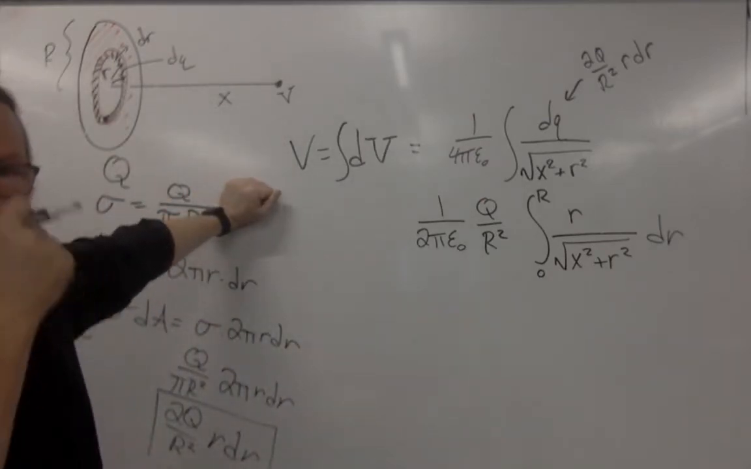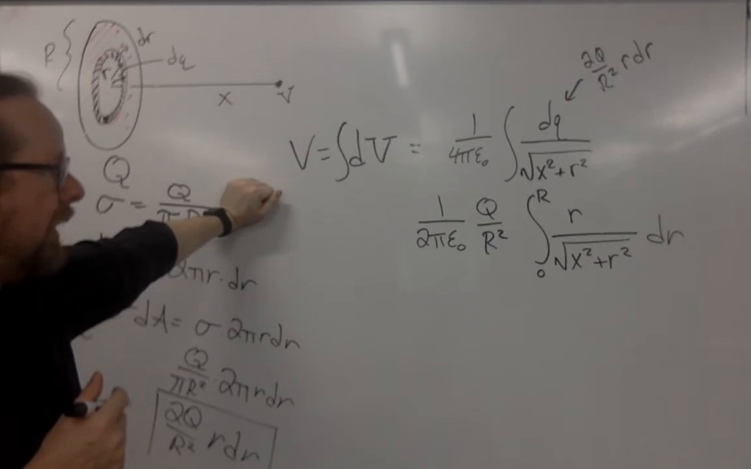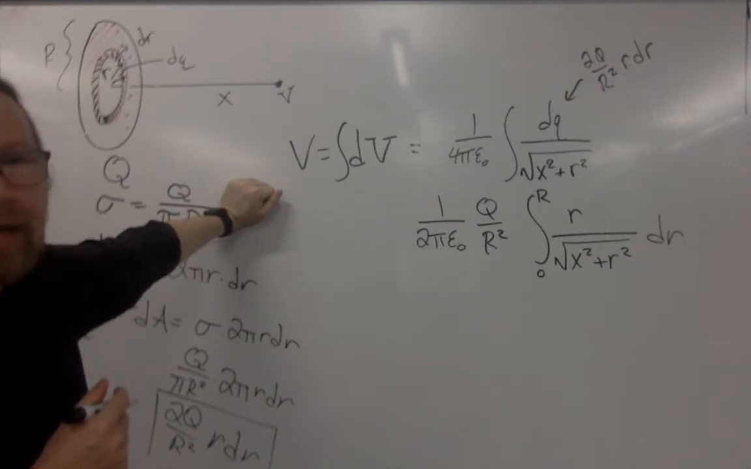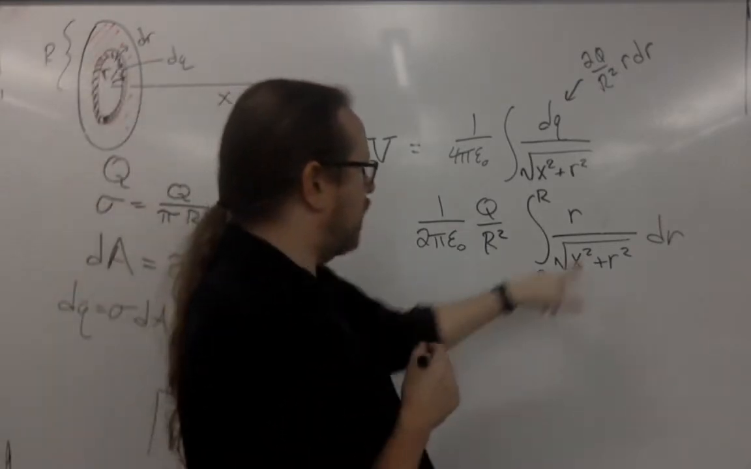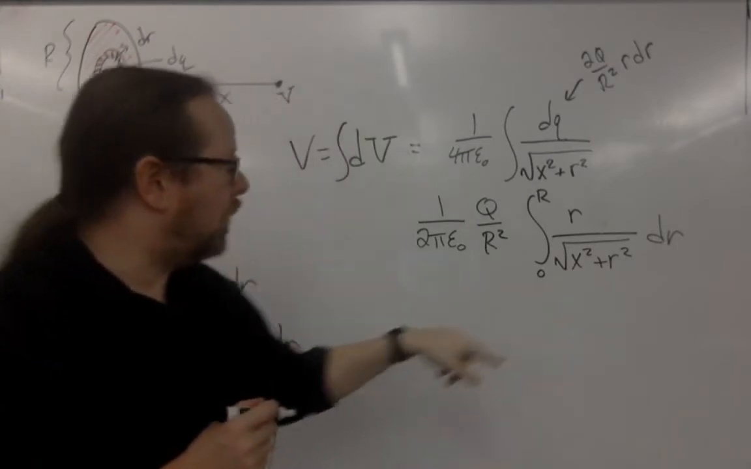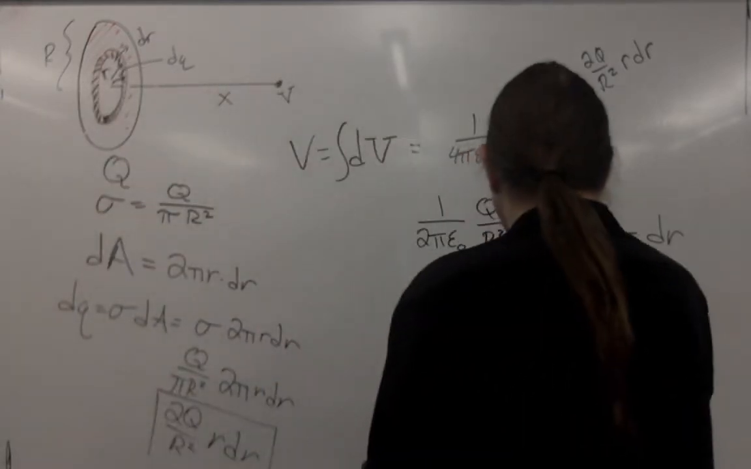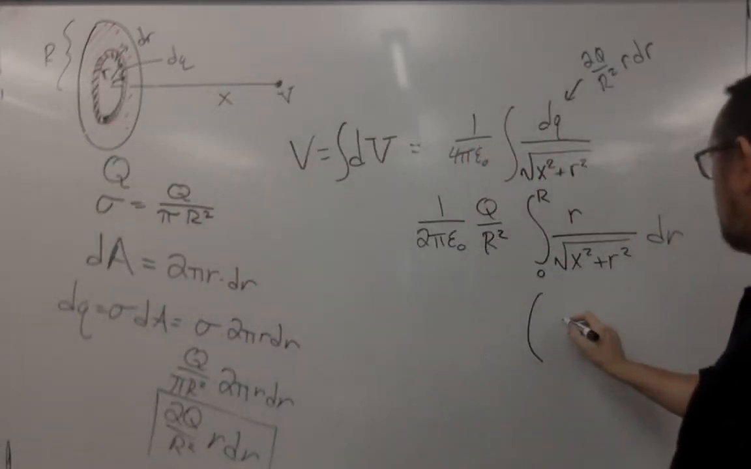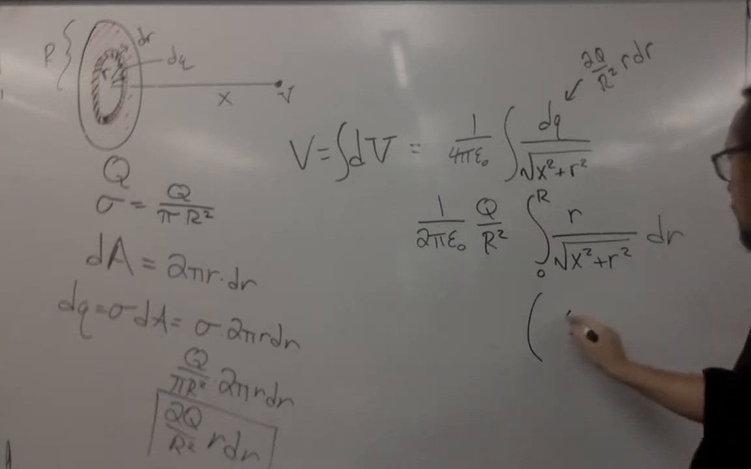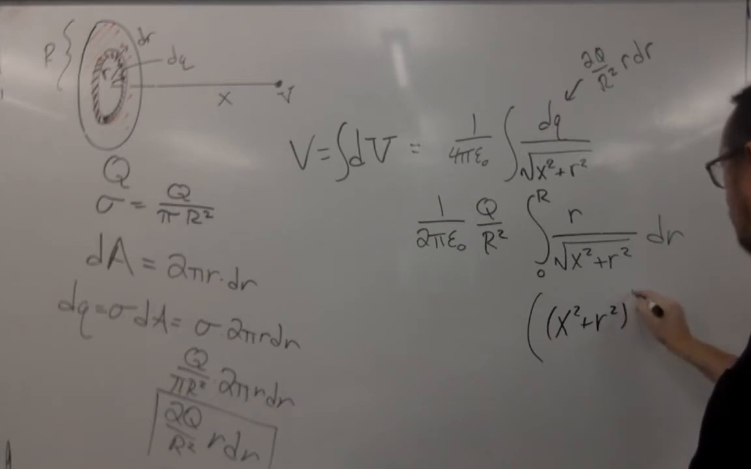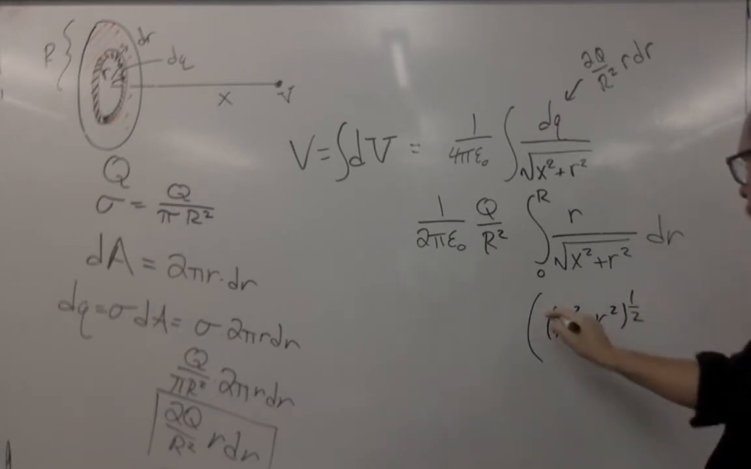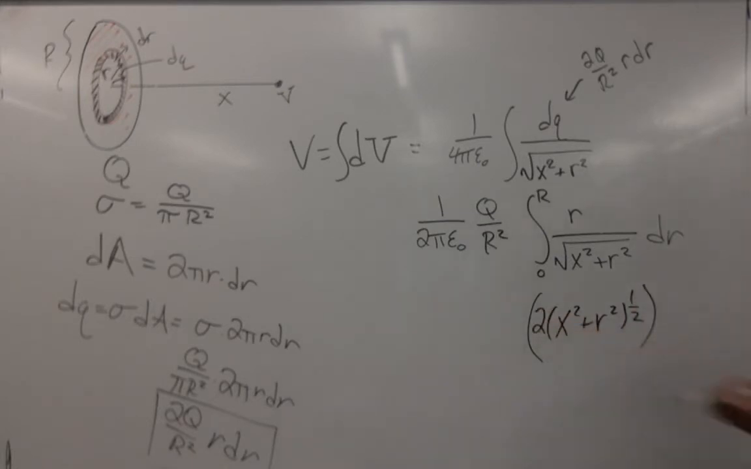That's not a complicated integral to do. You guys know I hate doing integrals, but even I can look at that and say that r times x squared plus r squared to the minus 1/2, that integral is just going to be 1/2 times x squared plus r squared to the 1/2 times 2, right?